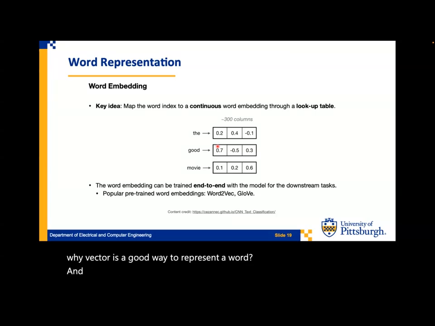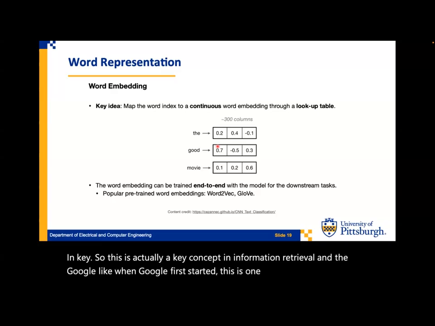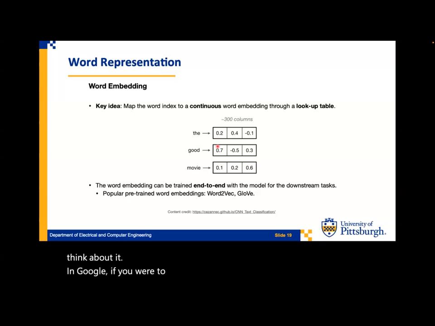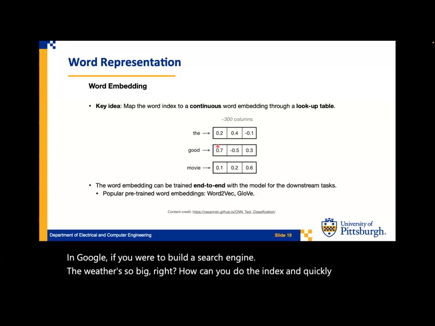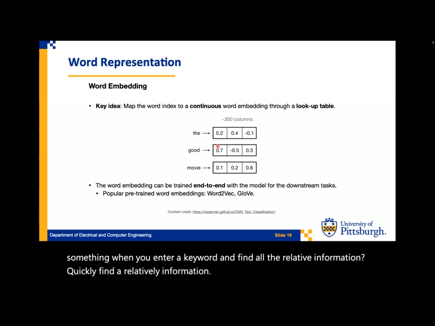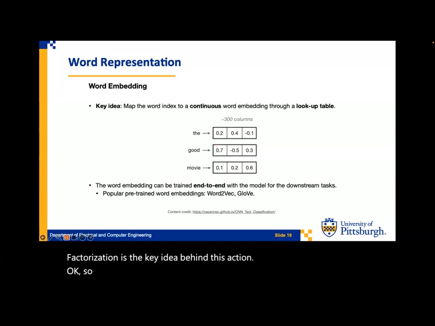And this is actually a key concept in information retrieval. When Google first started, this was one of the main ideas. If you were to build a search engine, the web is so big. How can you index it and quickly find the relevant information when you enter a keyword? Vectorization is the key idea behind this. So let me show a really good video to explain the idea behind the vectorization.